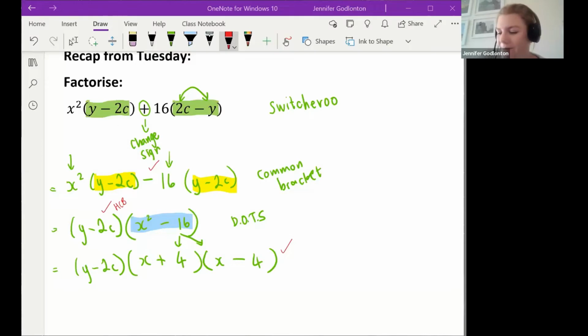Okay. So my question was, is it wrong if, because like the difference of two squares, I put the minus first instead of the plus first? That's fine. No, that's 100% fine. If you wrote the x minus 4 here and then the x plus 4, that's 100% fine. Okay. Thank you, ma'am. Yeah, no worries.